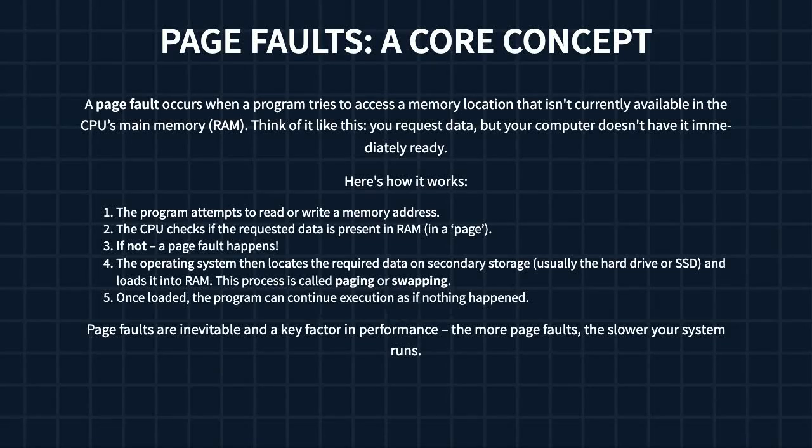Okay, let's talk about page faults. Essentially, they happen when a program tries to access something in memory that isn't currently loaded into RAM. It's like asking for a book from a library. If it's not on the shelf, you have to go find it first. The operating system then has to bring the data from storage, like your hard drive, into RAM, which takes time and slows things down. The more times this happens, the slower everything becomes.